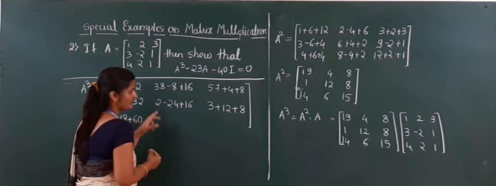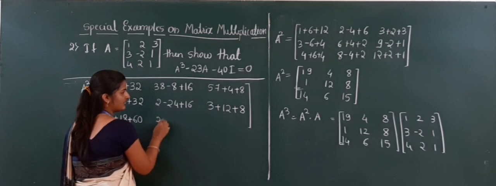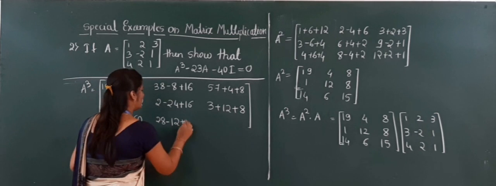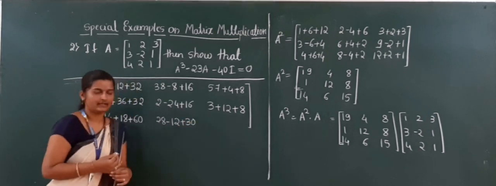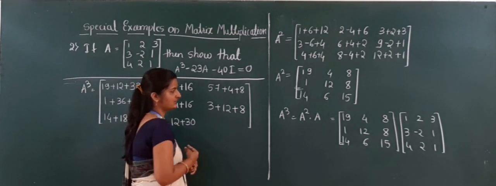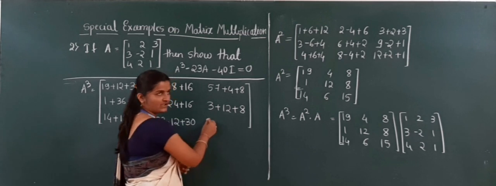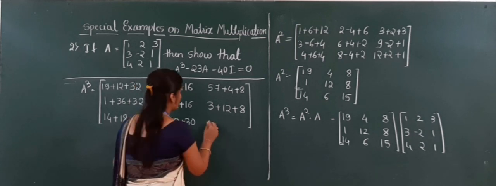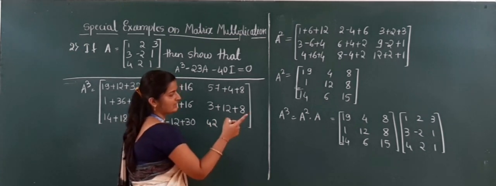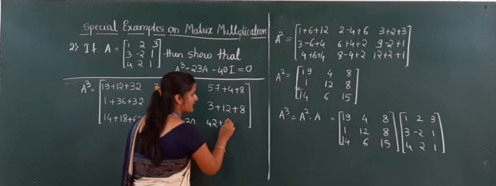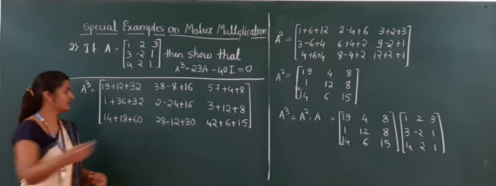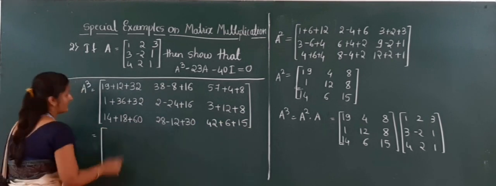Okay. Next, again 14 2s are 28, 6 2s are minus 12, 15 2s are 30. Okay. Next, 14 3s are, what will you get? 42. Okay. Next, 14 3s are 42, 6 1s are 6, 15 1s are 15. So next I have to add all these and solve this one.